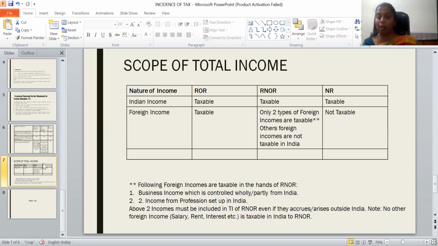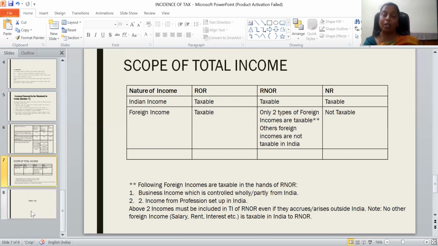The above two incomes must be included as per IT rules for resident but not ordinary resident, even if they occur or arise outside India. So this has to be included as a taxable part for not ordinary resident, even though this income occurs outside India. If the business set up outside India is controlled from India, or any profession set up in India, that will be taxable in the hands of resident but not ordinary resident. But in case of non-resident, that will not be taxable.